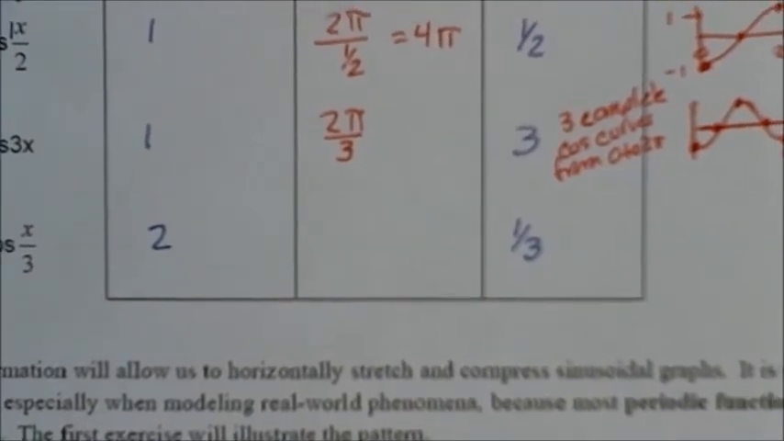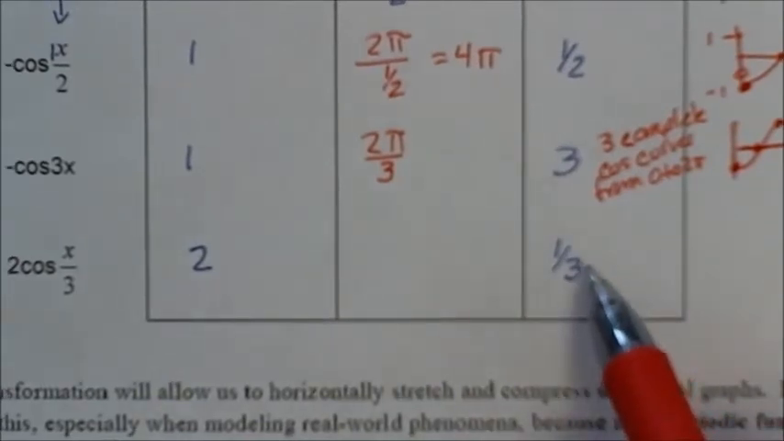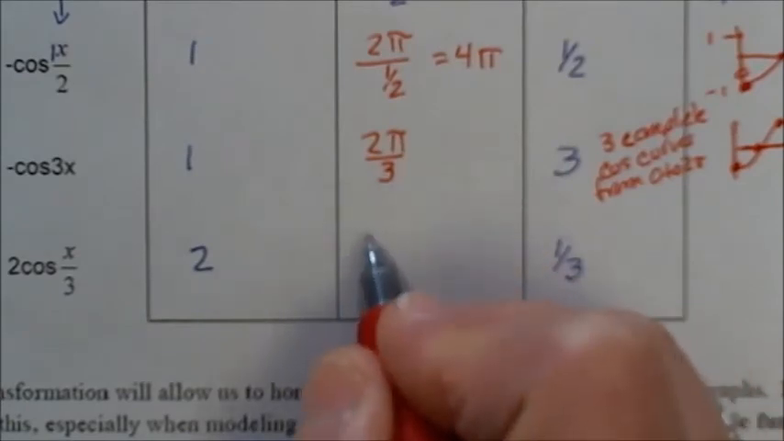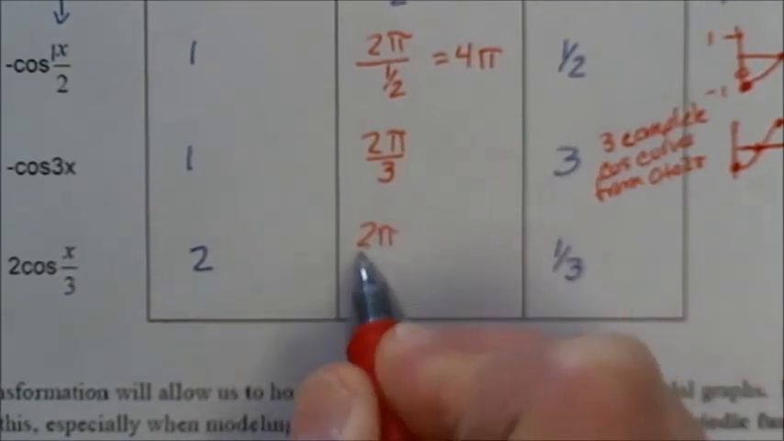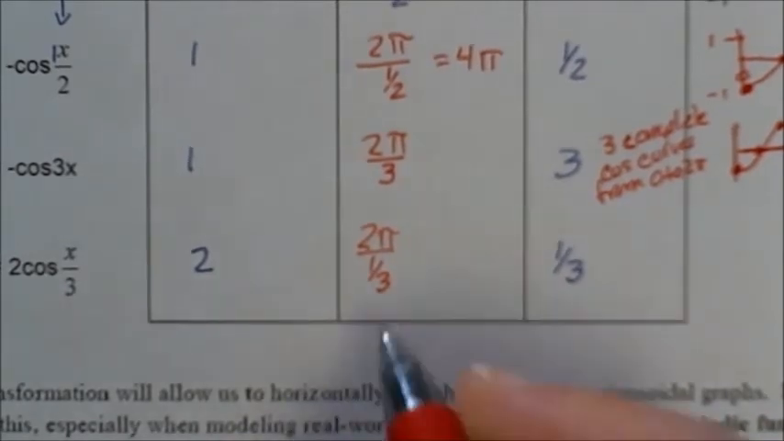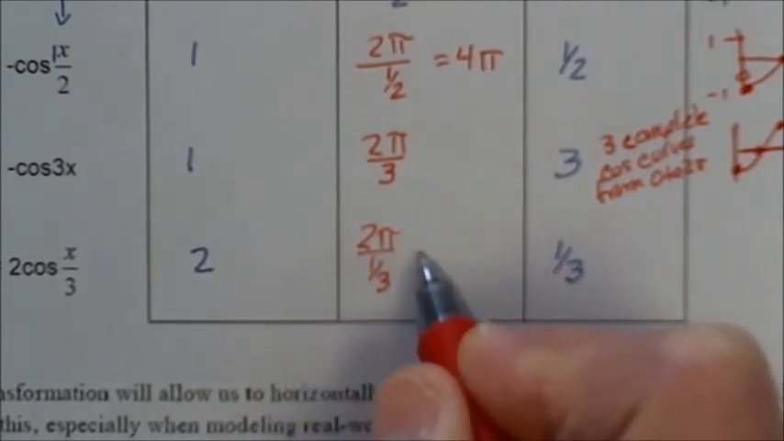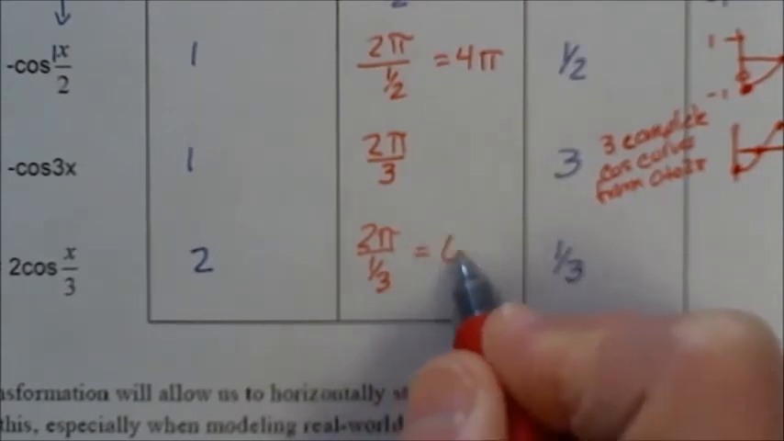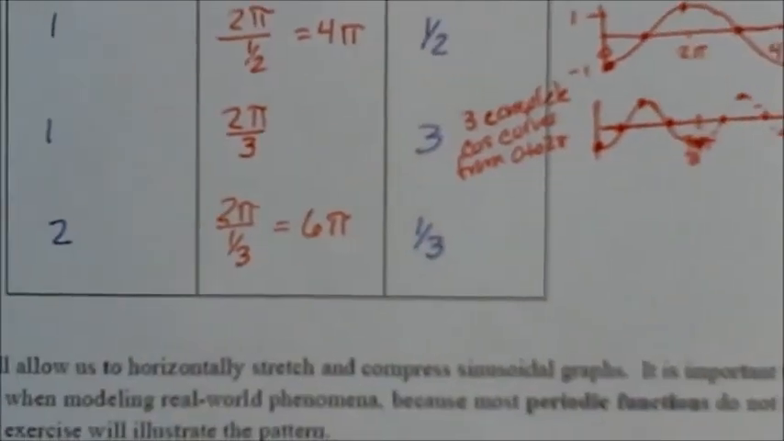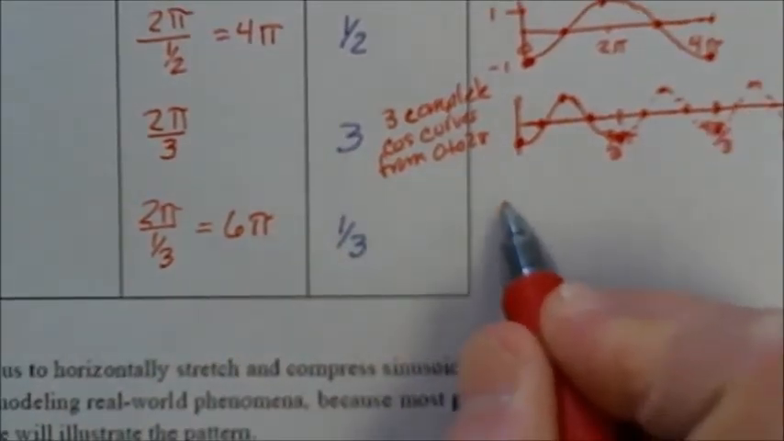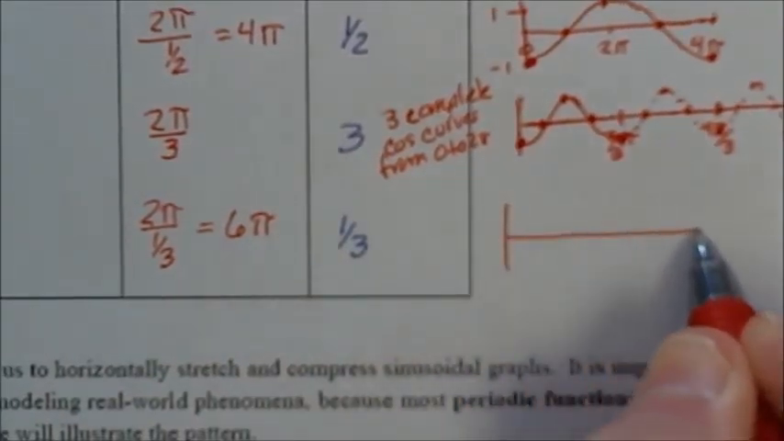All right, and finally y equals 2 cosine of 1/3 x. Here our b value is 1/3, so our period is 2 pi divided by 1/3. Dividing by 1/3 is the same as multiplying by 3, so if I take 2 pi and multiply by 3, I get 6 pi. So we'll need a length of 6 pi for one complete cosine curve.